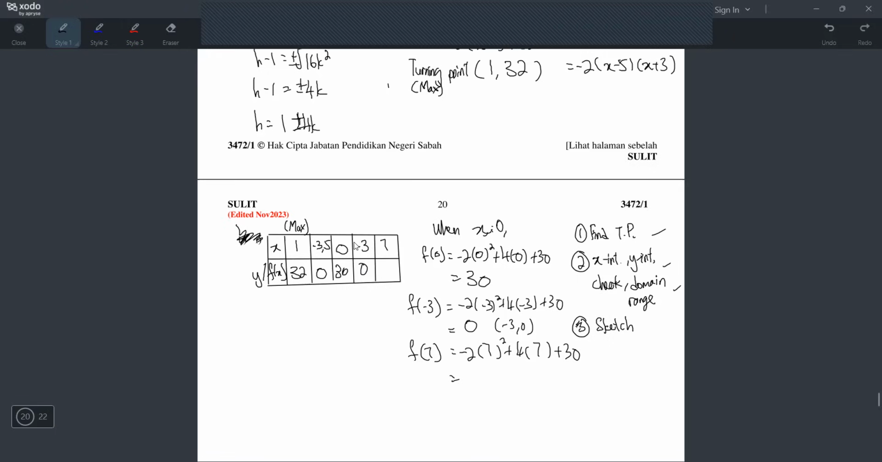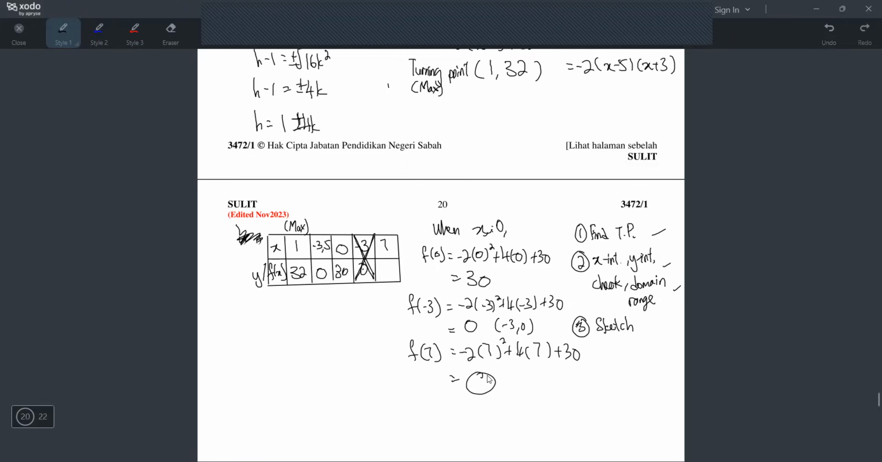It means my starting point is actually an x-intercept. You understand? It means I can cancel off this point because (-3, 0) happens to be the same as this x-intercept point. That's why I don't have to plot this point, because this point and this point are the same, right? So I just have to do f(7). This one is the ending point, the last point.